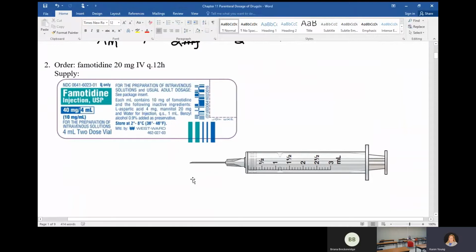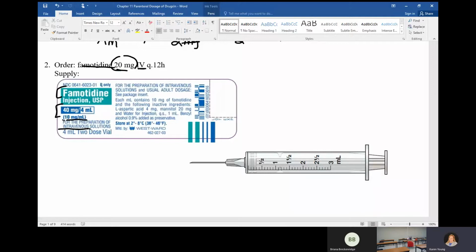You can hold two things at once. But it matches my injection here. I have 20 milligrams and it's IV. So I have 40 milligrams per 4 milliliters, or I can use the 10 milligrams per milliliter. And see how it says for the preparation of intravenous solutions. So this is for an IV. All right, so it works. I'm giving an IV injection. My medication is for IV.